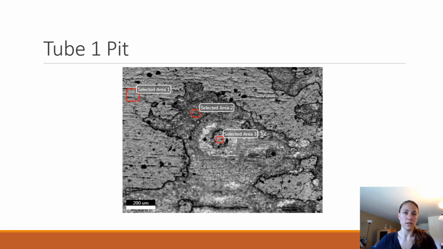Selected area 2 is inside of a corrosion pit. This is the area that will tell us whether or not this test has failed, whether or not we'll see copper. And then selected area 3 is in what looks like a corrosion pit. So we would expect to see a little bit of copper there as well if this tube is failing the corrosion test.